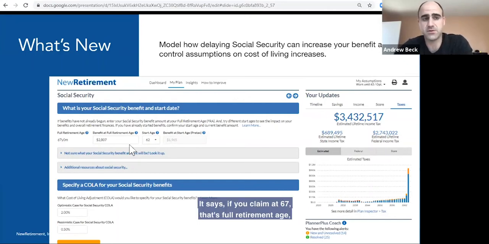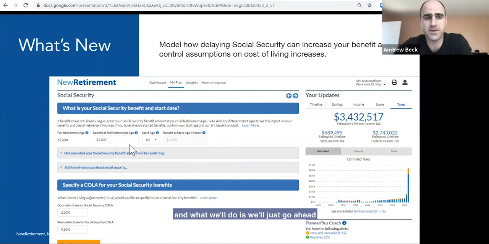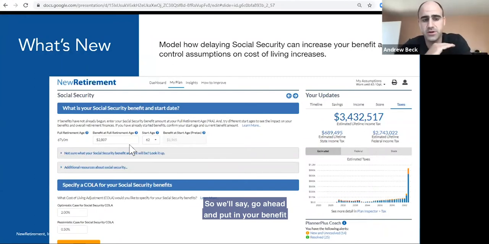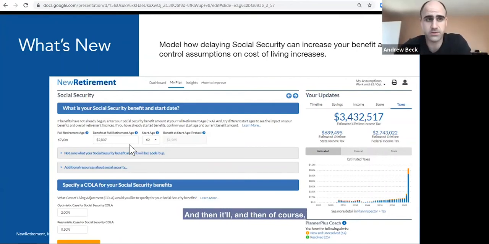It says if you claim at 67, that's full retirement age, it's going to be some amount, and they have a formula. Whether you claim at 62 to 70, I think this audience is probably pretty familiar with the mechanics, but if not, that's how it works. And what we'll do is we'll just go ahead and match that arithmetic. So we'll say, go ahead and put in your benefit at full retirement age, then choose your start age when you want to claim, and you can see how that number will change. And then of course, like with everything else, you can see how it updates the rest of the plan.